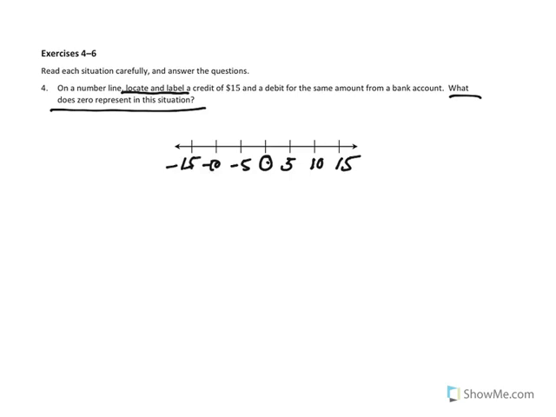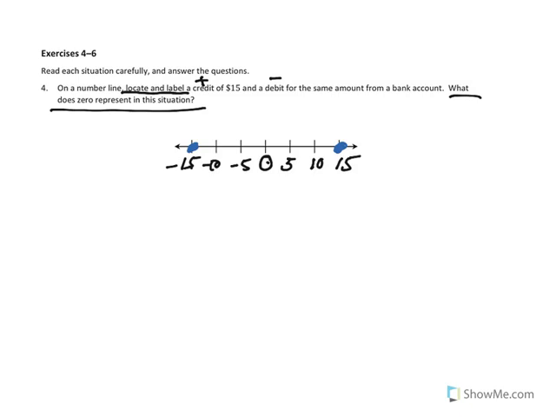So the next thing we need to do is locate and label a credit of 15 and then a debit. So a credit means it's positive, on the positive side, and a debit means on the negative side. So a credit of $15 would be right here, and then a debit of $15 would be on the negative side. Okay, here's where the question comes in. What does a 0 represent in this situation?